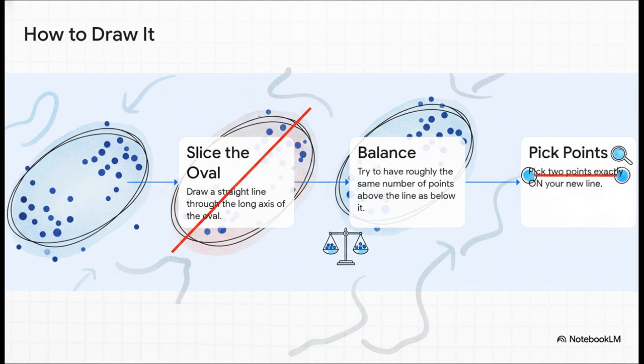Got it? Okay. Second, you're going to slice that oval right down the middle, the long way. Third, kind of wiggle your line around until it's balanced. You want about the same number of dots above the line as below it. And finally, and listen up, this part is absolutely crucial for what's next. Find 2 nice, clean points that your new line goes through perfectly.